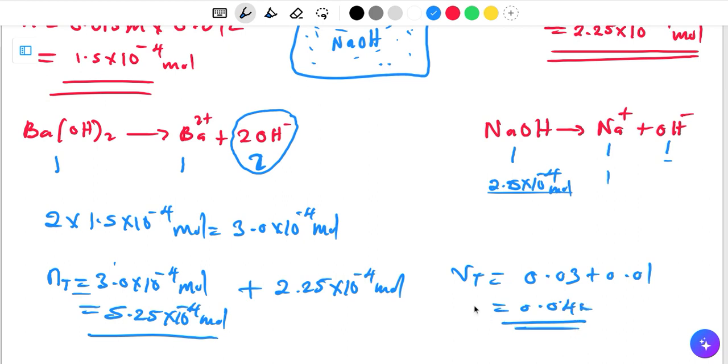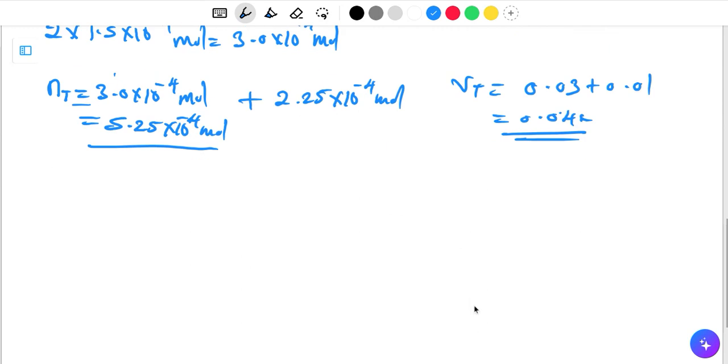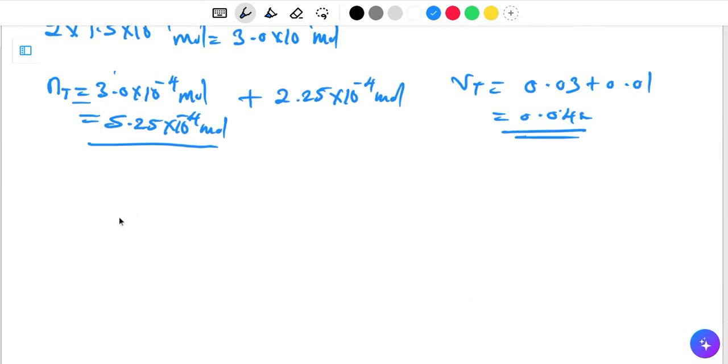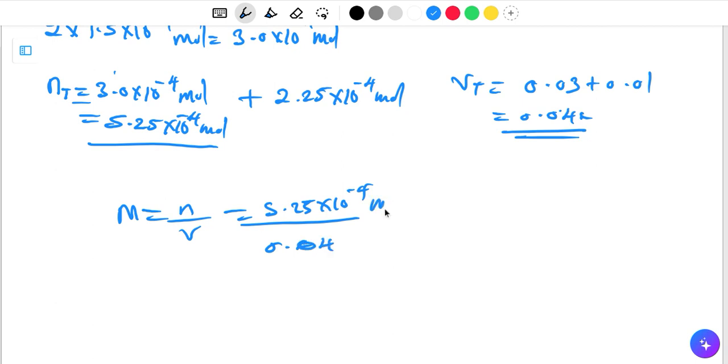So we can find the molality. Molality, which is concentration, is equal to number of moles divided by volume. So number of moles is 5.25 multiplied by 10 to the power negative 4. Then we're dividing by this one. So what are we going to have?